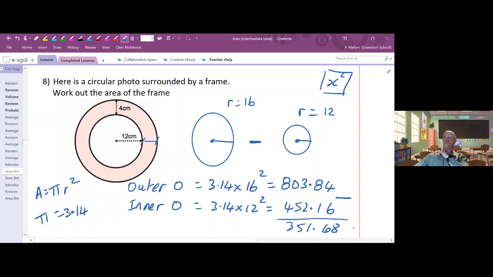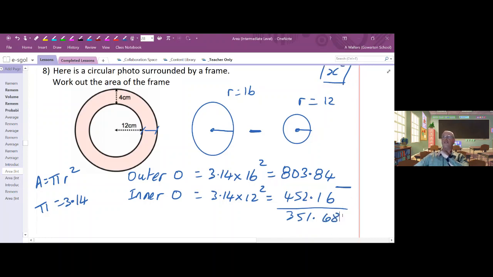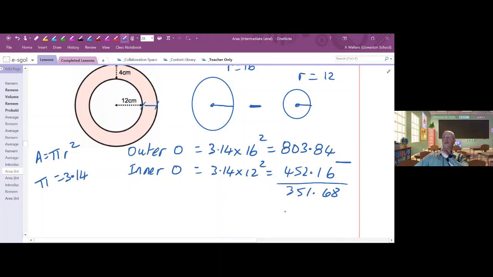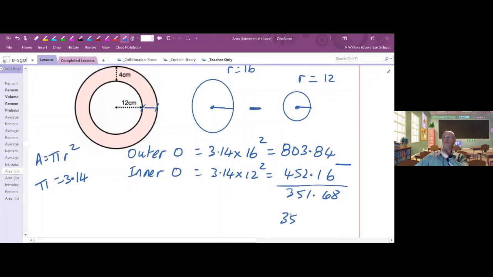and you may be asked to round it to one decimal place, in which case you would say 351.7, and in this case centimeters squared, depending what the examiner is asking for. So I'll repeat, don't round these values at this stage. Leave it to the end. Try and decide what's being given to you. So we've got a radius of 16, a radius of 12, and then come up with a strategy, because it's a problem solving question.